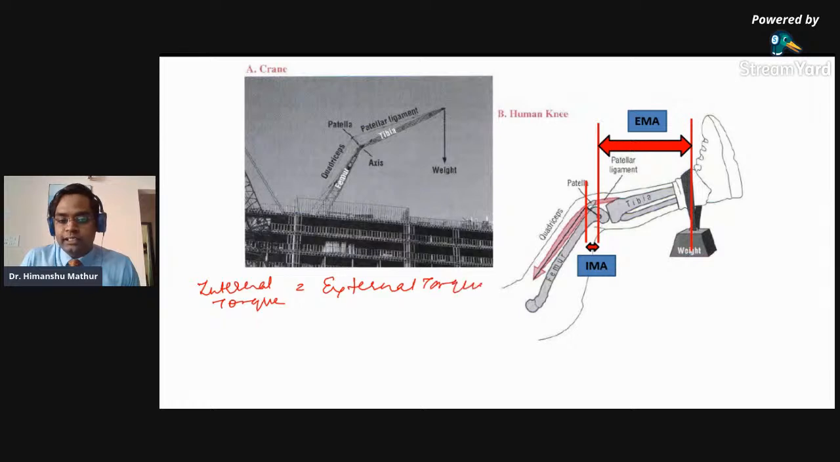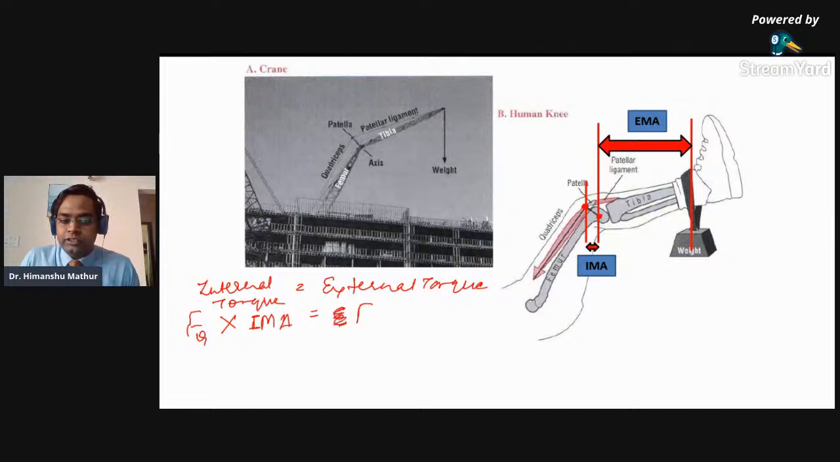We know it from the last lecture, right? I'm just repeating the same thing. Internal torque is the force by the quadriceps times the internal moment arm. What is the internal moment arm? It is the perpendicular distance from the site of attachment of the quadriceps muscle to the axis of rotation, the evolute. We talked about it yesterday. This internal torque is eventually equal to the external torque.